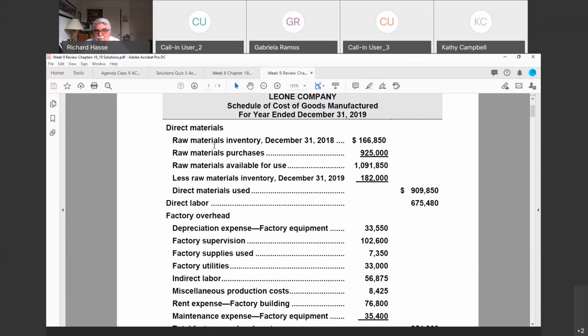Materials, we have some in inventory. We purchase some additional materials. We have this available to use. We take an inventory at the end of the period. The difference between what we have available and what we have left must have been what we used. That becomes a cost. Direct materials used. Beginning inventory, purchases, ending inventory, that's what it cost us.